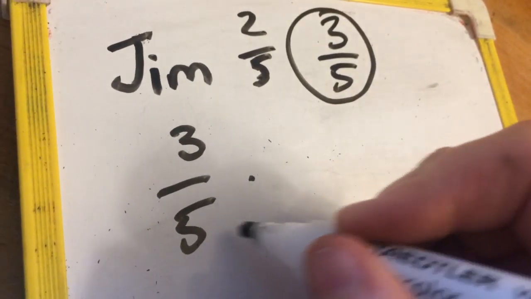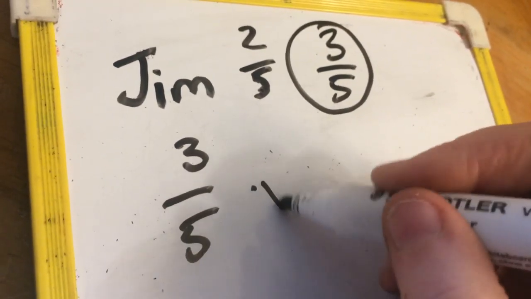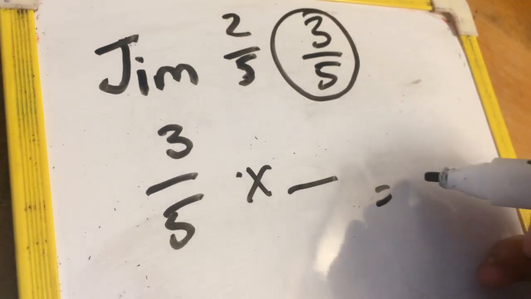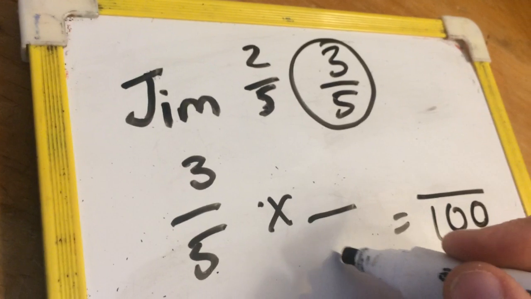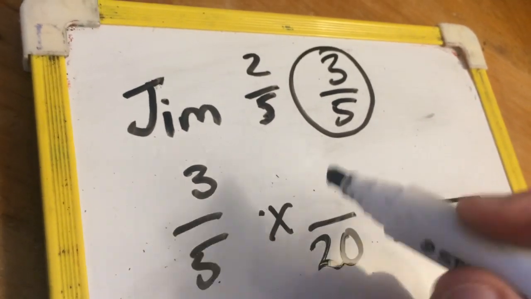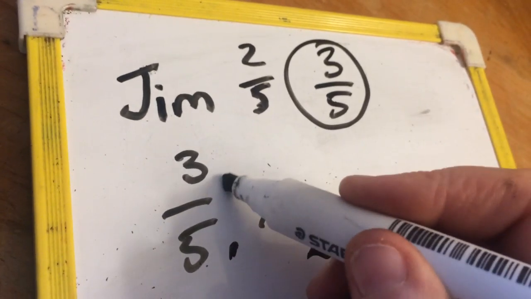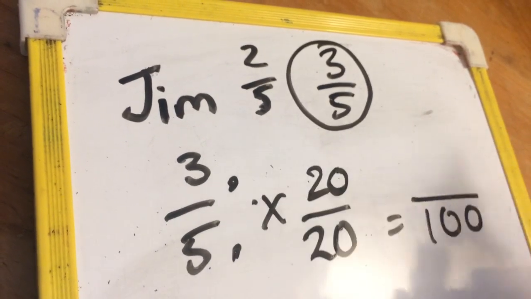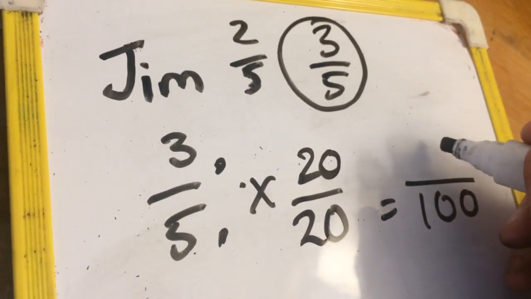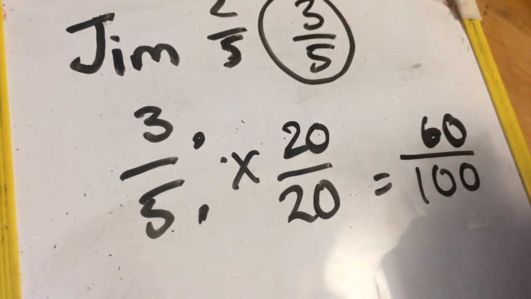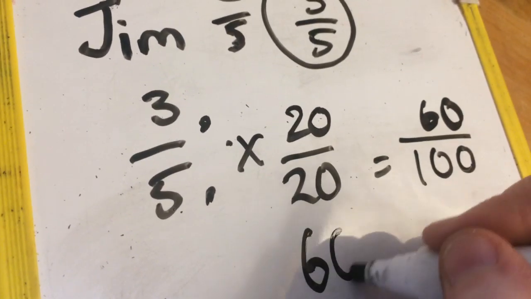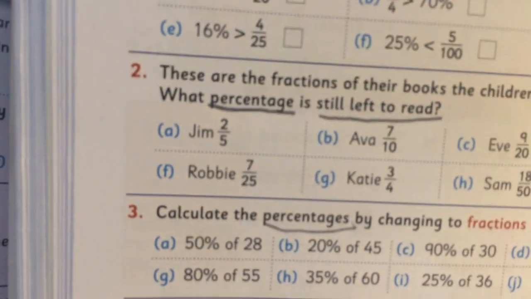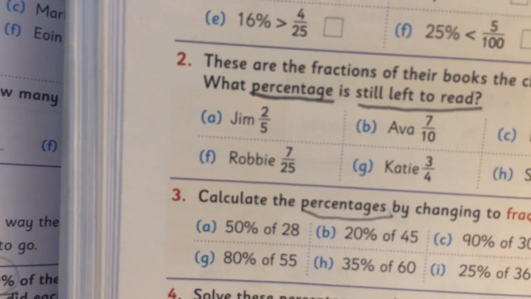Okay, so we have to bring this to 100. So what do I multiply by to get to 100? 5 multiplied by what equals 100? 5 multiplied by 20 equals 100. What I do to the bottom, I must do to the top. So 20 multiplied by 3 is 60. Okay, 60 over 100. All right, so that is 60%. So that boy, Jim, still has 60% of his book to read.